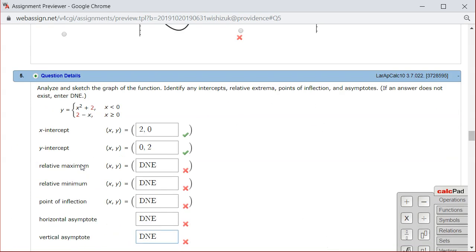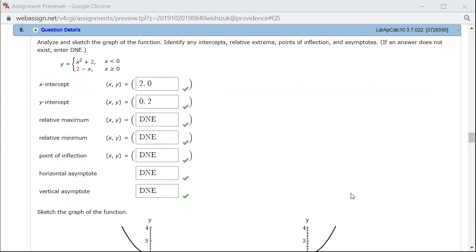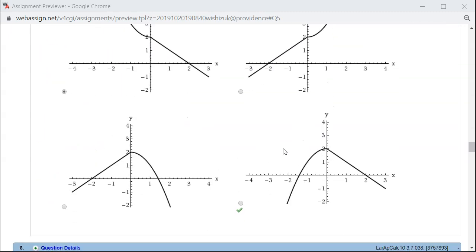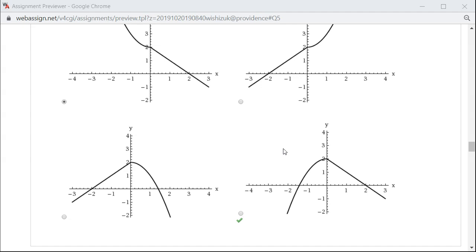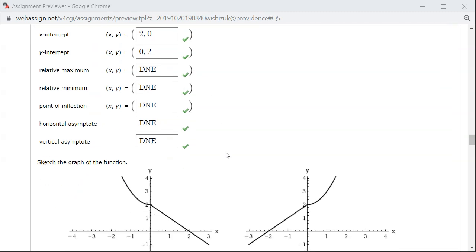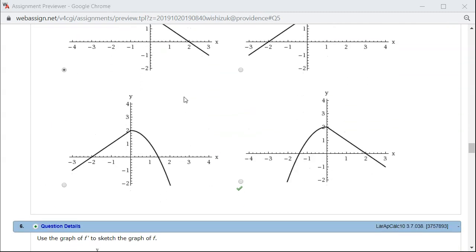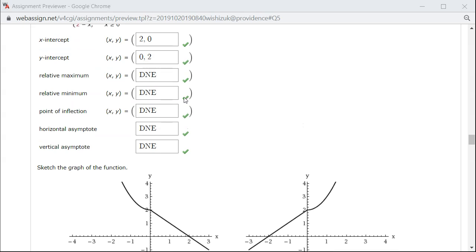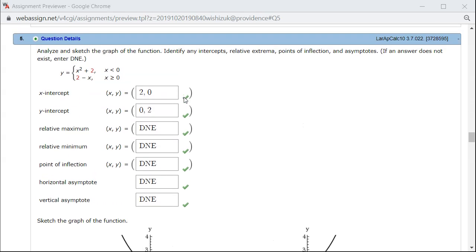Let's check the answer here. It came back, and this problem wasn't all that interesting because a lot of things do not exist, but these are the correct answers, and we have the correct picture as well. All right, that's it. I hope that this was clear.